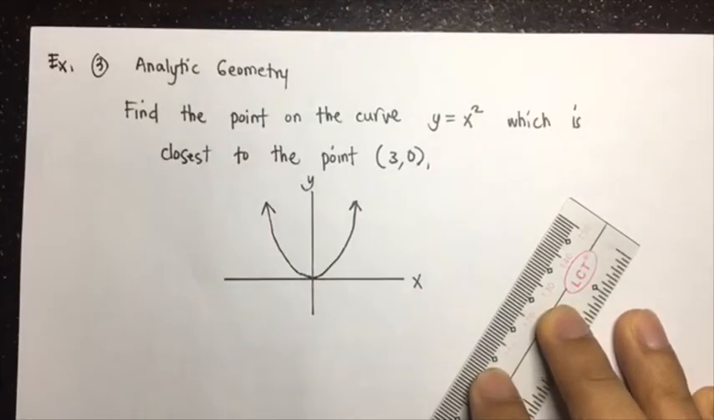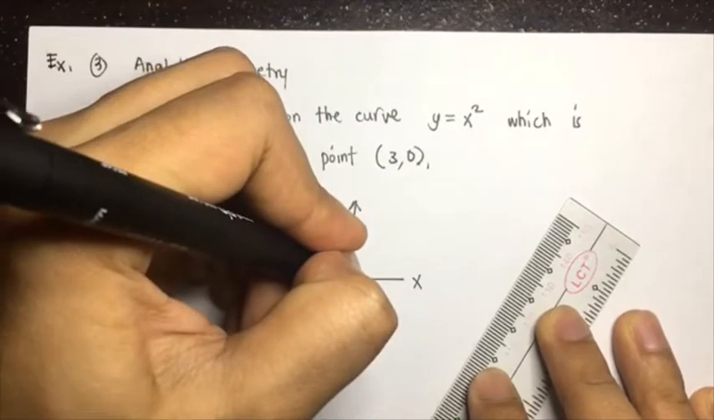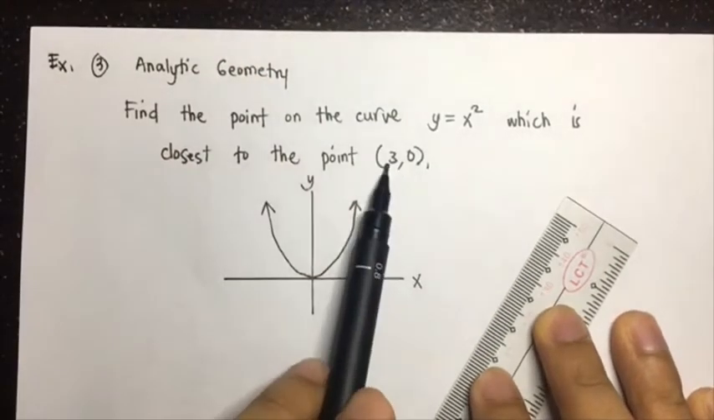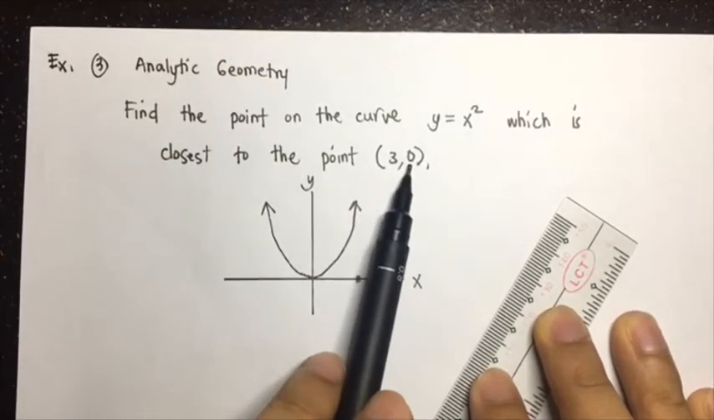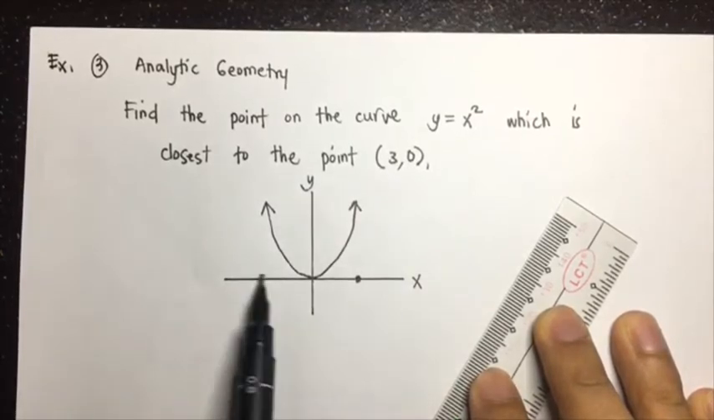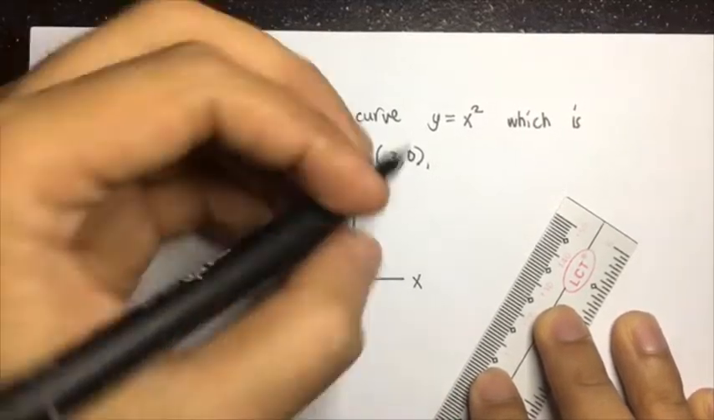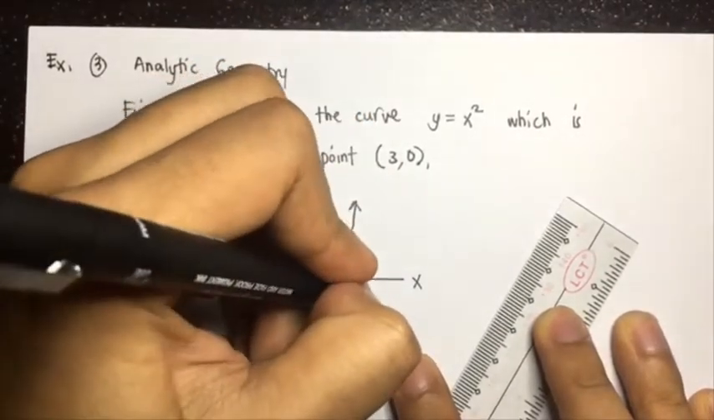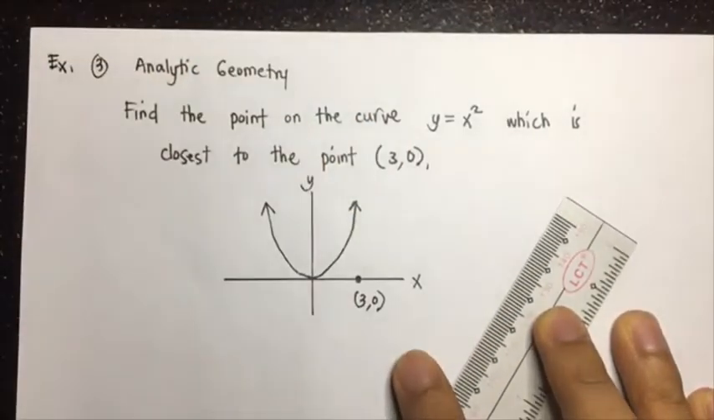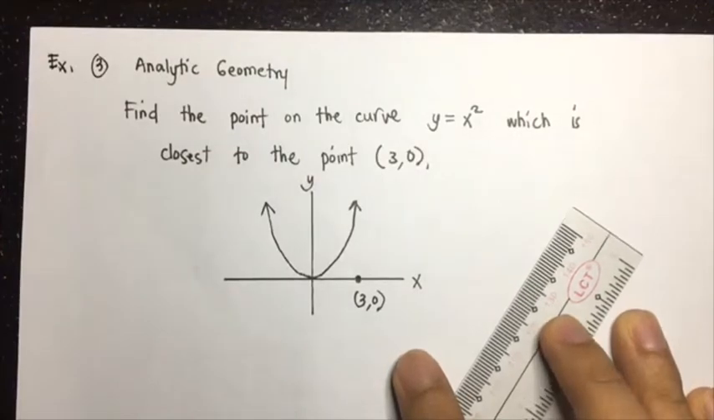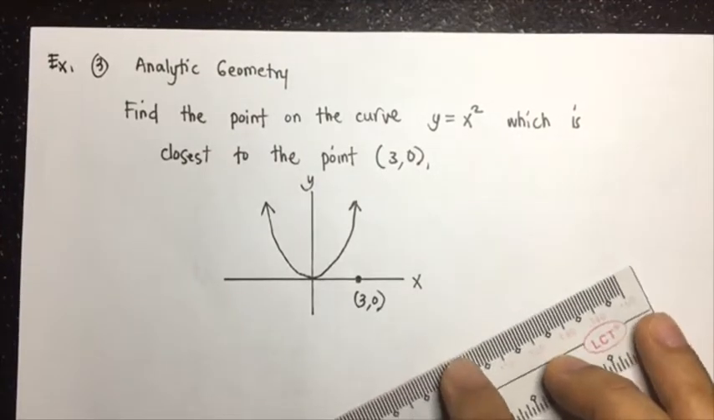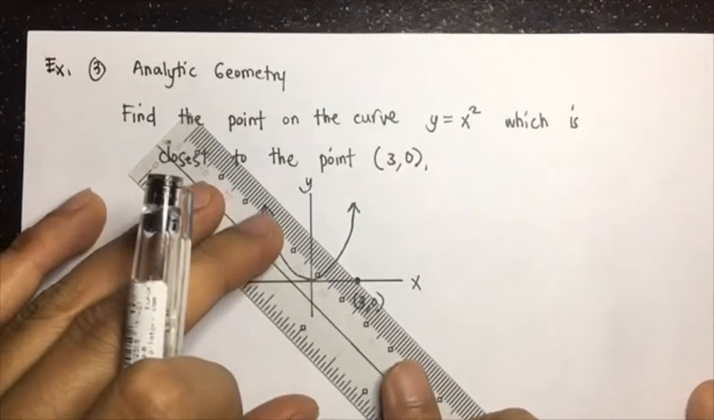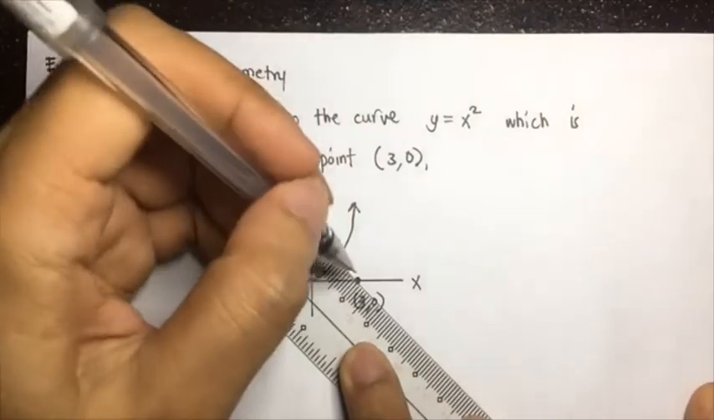Okay, so if we have this one as our point (3, 0), its y coordinate is 0, so therefore it lies along the x-axis, so it's (3, 0). So let's say this is our curve and our point (3, 0). Okay, so then its shortest distance would probably be at this point.